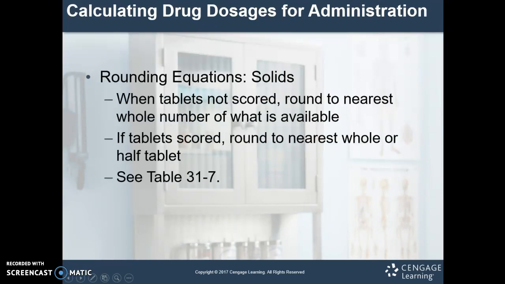For solids, when the tablets are not scored, round to the nearest whole number of what's available. So if you've got 1.7 tablets, we're just going to give 2. And if the tablets are scored, you can round to the nearest whole or half tablet. And again, 31-7, that table discusses that rule.